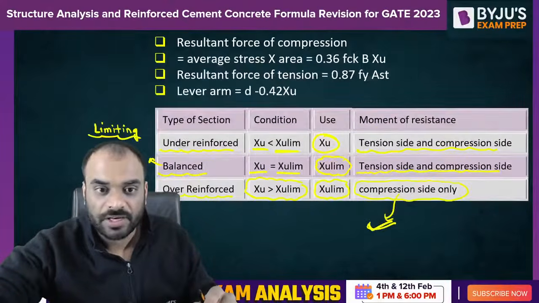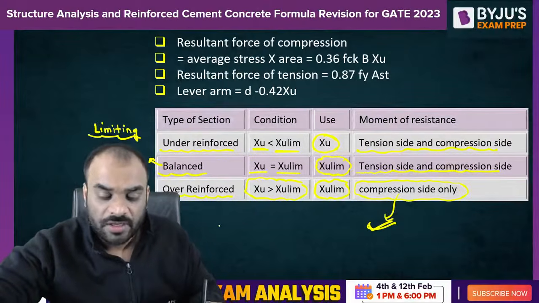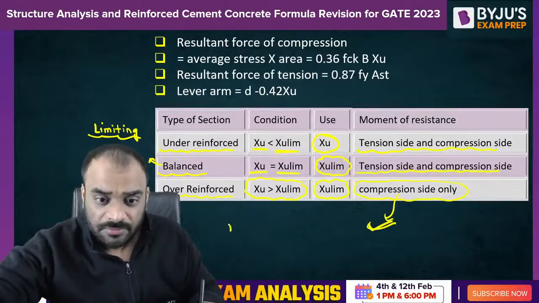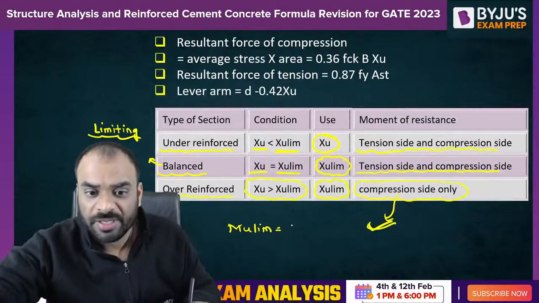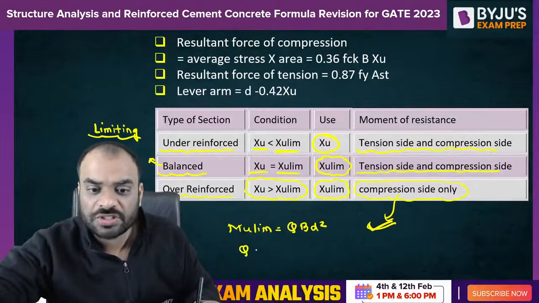Clear? Very nice. Now, guys, there is one more formula which I want to explain over here. You know that one design formula we use most of the time. Let us suppose if you have the Mu limiting condition, then Mu limiting can be written as Q into b into d square. Now, what is Q? Q is nothing but the moment coefficient.